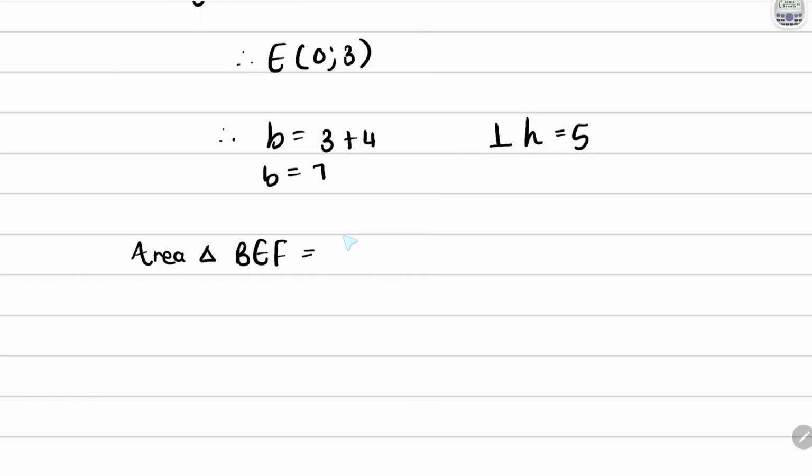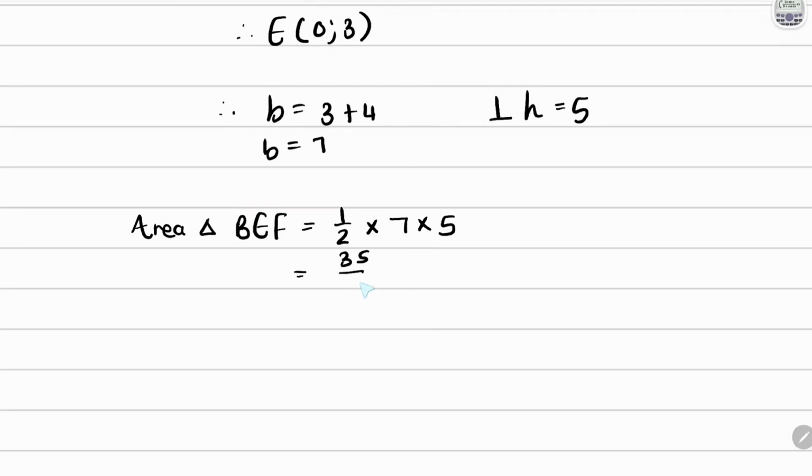is going to be equal to a half multiplied by our base of 7 multiplied by our perpendicular height of 5, which is equal to 7 times 5 is 35. So 35 times a half is just 35 over 2, which you can put in decimal form. In decimal form, 30 divided by 2 is 15. 5 divided by 2 is 2.5. So that is 17.5. And because these are in units, the area is in units squared. So that is our final answer for that question.